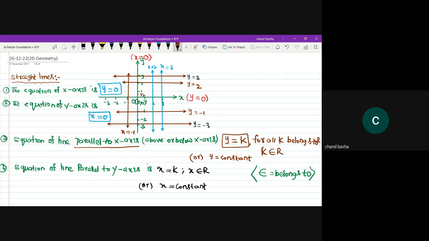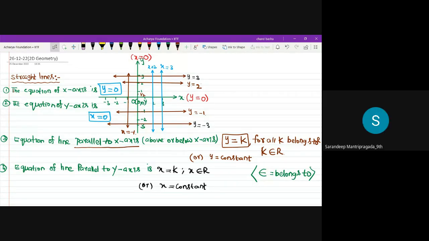You can take any line which cuts the y-axis but is parallel to the x-axis. Those lines are represented as y is equal to some constant. Let us see here, y is equal to 3, y is equal to -1, y is equal to -3. So y is equal to any constant. These are the lines parallel to x-axis. Clear? Similarly, parallel to y-axis means x is equal to k.